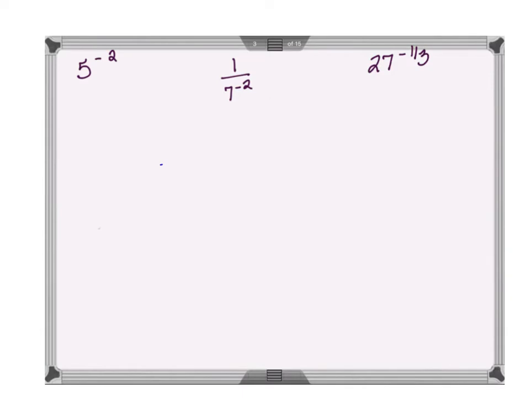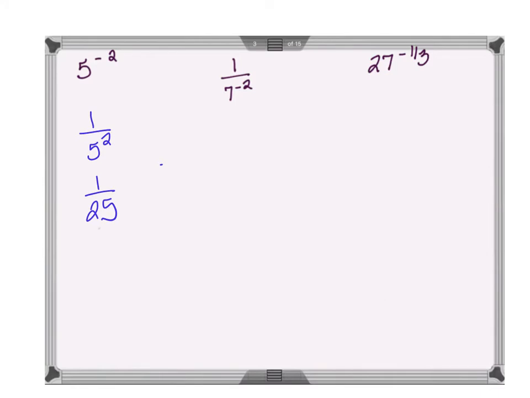5 to the negative 2, what that means is 1 over 5 squared. Okay? And 1 over 5 squared is 1 over 25. So 5 to the negative 2 means 1 over 25.